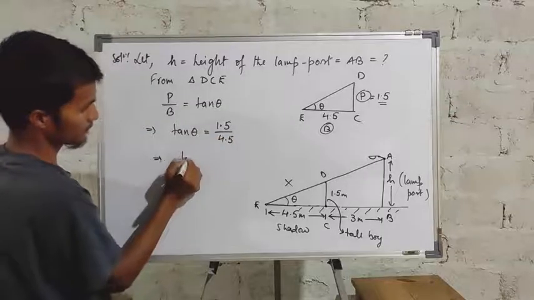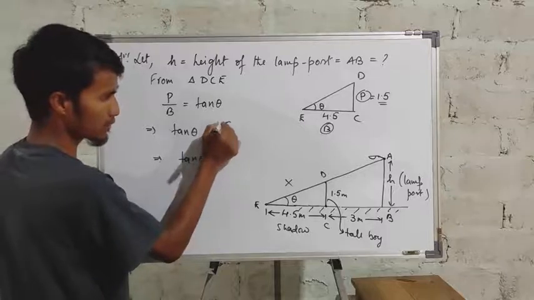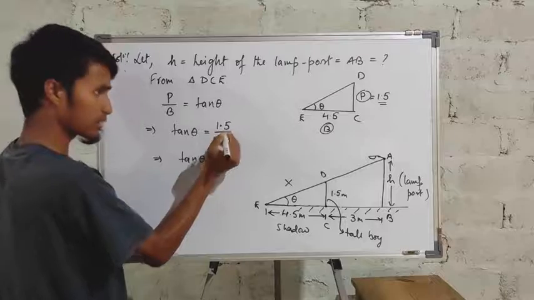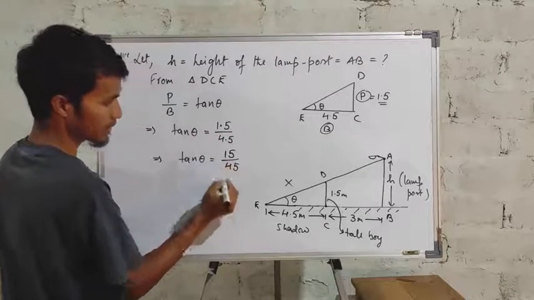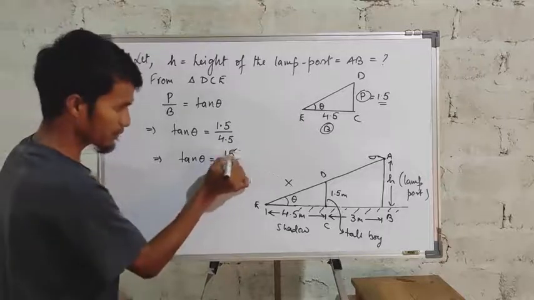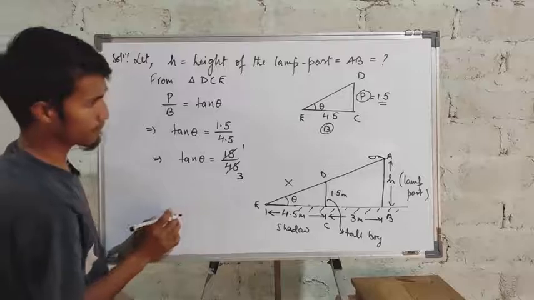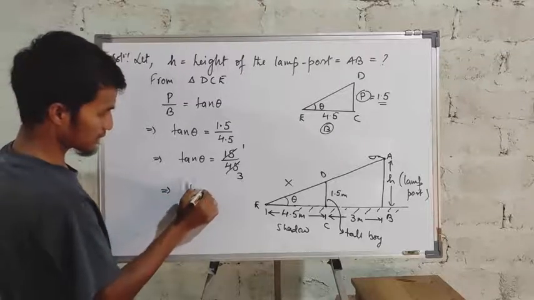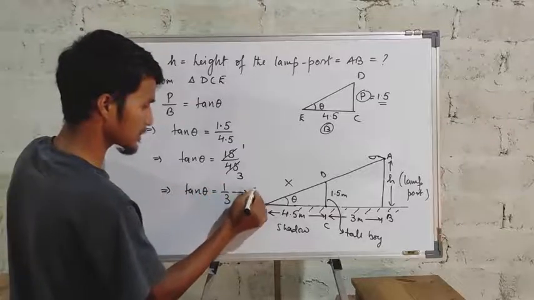Then here we can remove this decimal point. Here is one number after the point, and here also one number after the point, so we can cancel the decimal directly. And again we can cancel this. 15 into 1, 15. 15 into 3, 45. Then we have tan theta is equal to 1 by root 3. Okay, let me put this as equation number 1.